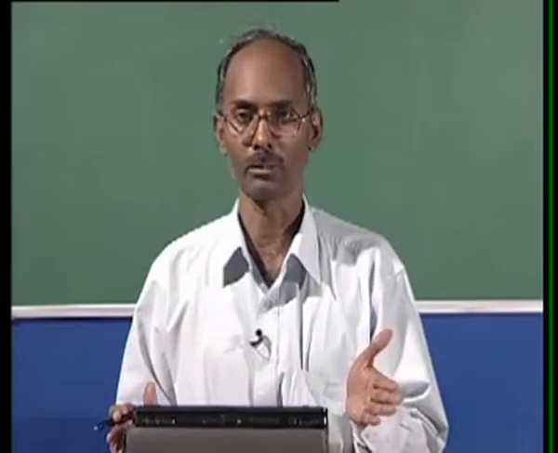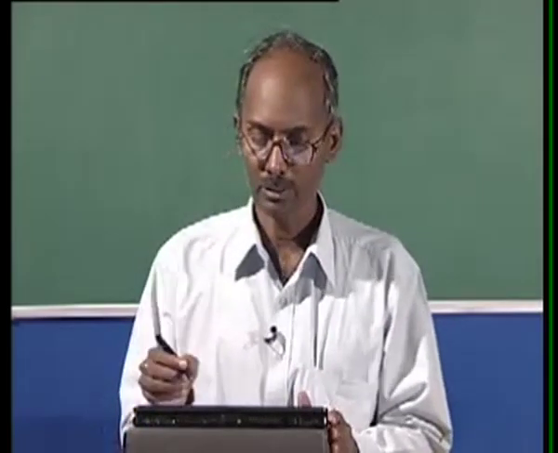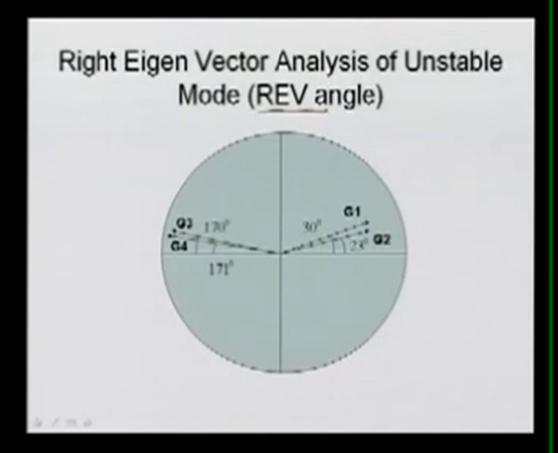where unstable eigenvalues, then we again calculated the right eigenvector angles, and then we can find in this plane the angle of the left eigenvector angles. Here you can see for generator 3 and generator 4 they are very close, meaning here G3 and G4 are closer together, and here G1 and G2 are closer together.